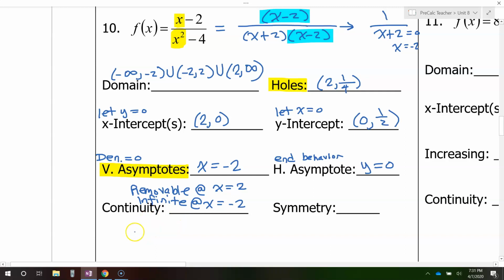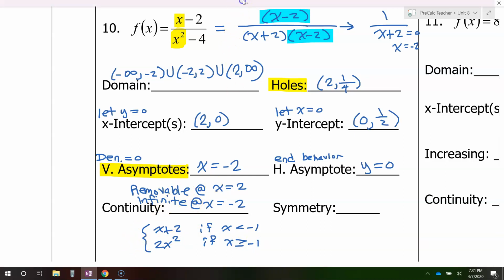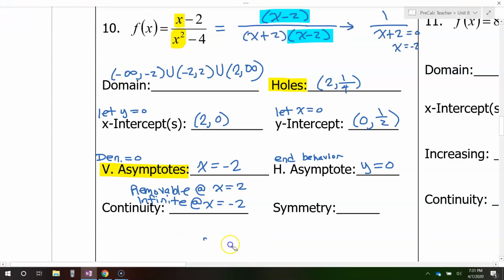For that to happen, we really need some type of a piecewise function where we have two different domains, maybe x plus 2 for x less than -1, and then 2x squared if x is greater than or equal to -1. It really takes a piecewise function to create that jump discontinuity. Symmetry. All right, what about symmetry?